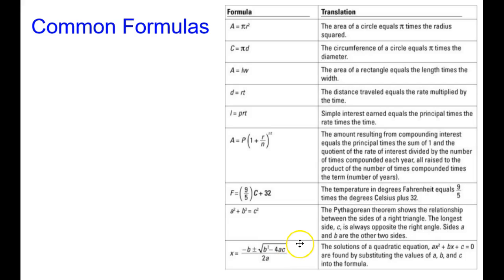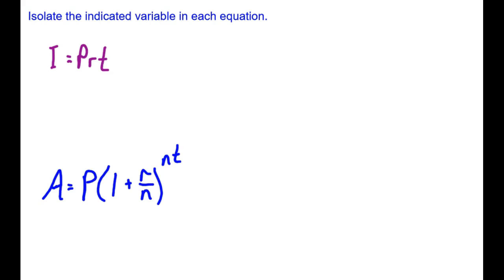You do not have to write these down, but if there are some that are more confusing or you don't remember, it might be a good idea to write those down, because in the next portion of this lesson, we're going to go through some of these formulas and isolate some of the variables. So we're going to go through a couple of examples isolating an indicated variable.